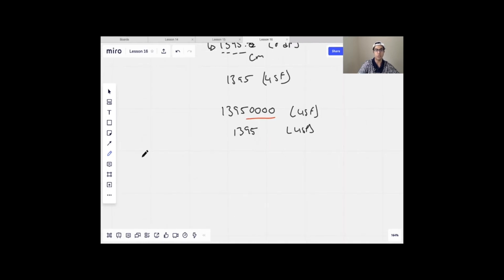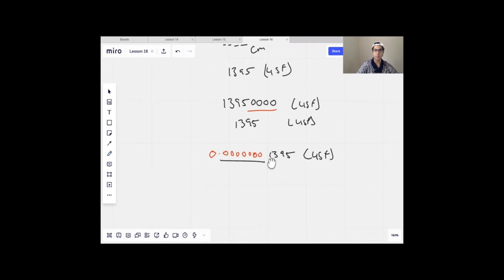And then if it was something like 0.0000001395, well, we ignore these zeros as well because they don't give us information in terms of how accurate it is. It just tells us something about the magnitude, and those are 2 different things. So that's 4 SF.